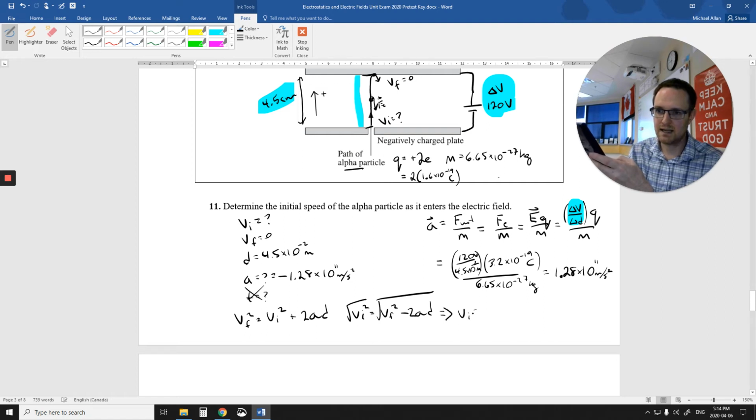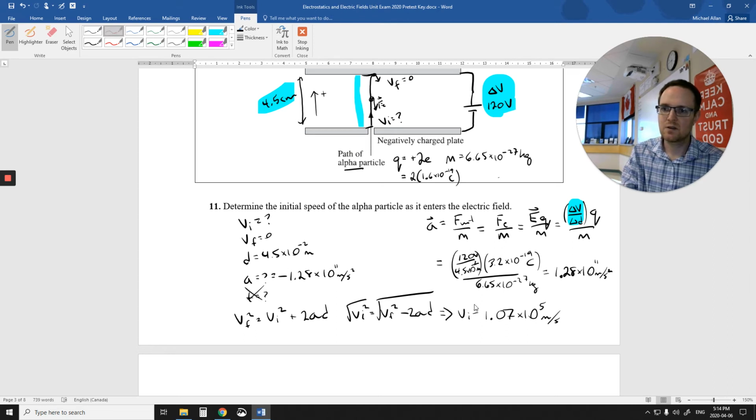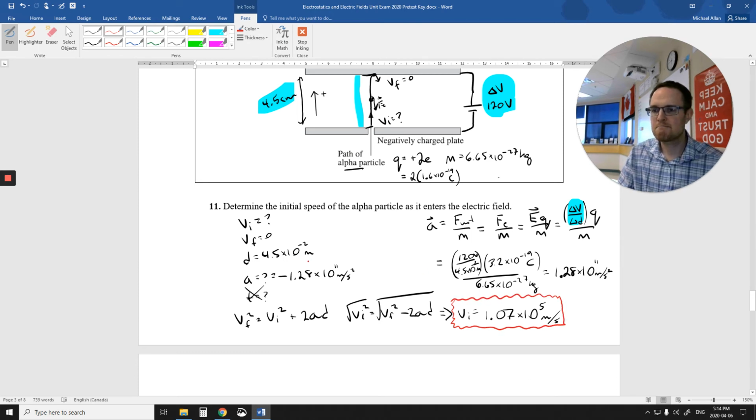So VI is going to be equal to the square root of 2 times my acceleration times my distance, which is 1.07 times 10 to the 5 meters per second. Pretty fast. But as long as that's not faster than the speed of light, we are golden here. Looks like a pretty good answer there.